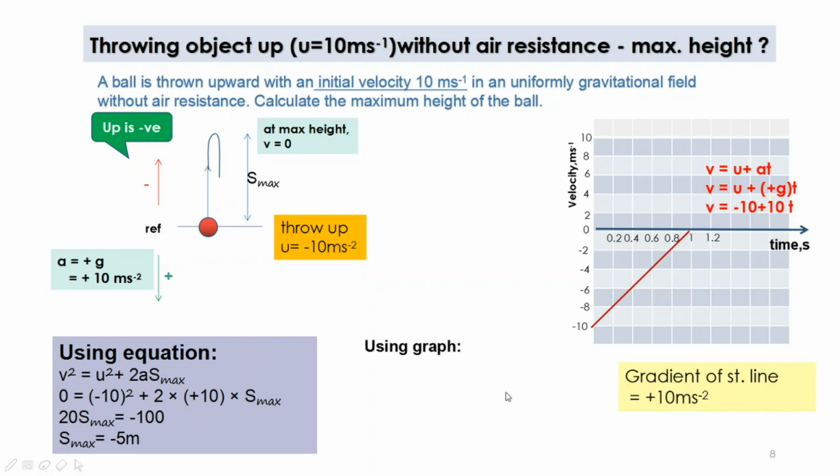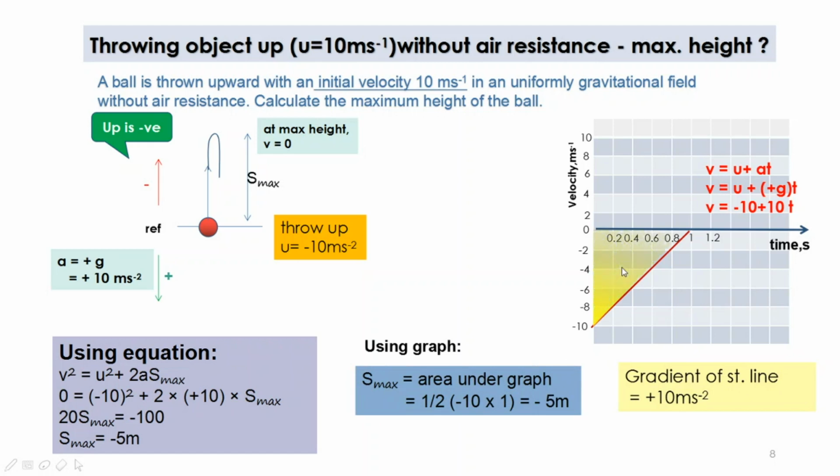The straight line is as shown. Hence, this straight line has a positive gradient. The maximum height or displacement is equal to the area under the graph, also equal to minus 5 meters, because the area is below the x-axis. Hopefully, through these two examples, you will be able to appreciate the difference between the reference upwards and reference downwards. It will give you different kinds of drawing on the graph.